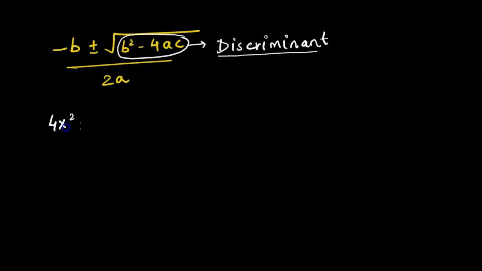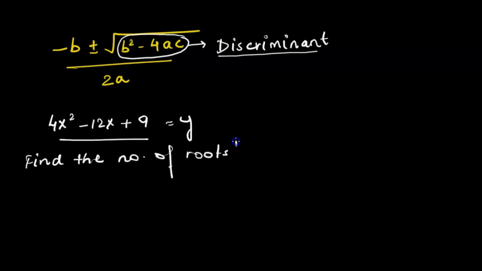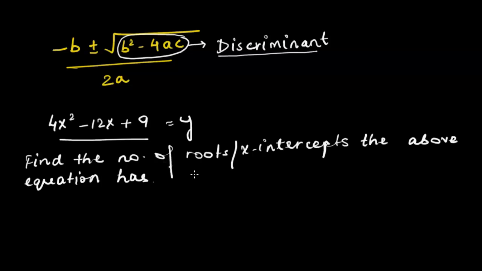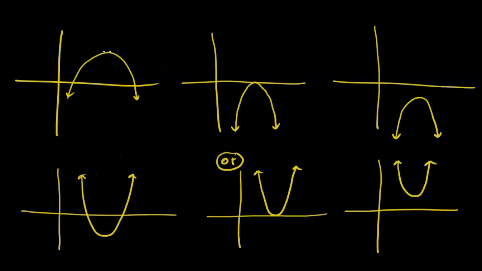For example, if we have 4x squared minus 12x plus 9 equal to y, and we are asked to find the number of roots, we know the other name of roots is x-intercepts the above equation has. Now why do we need to find out the number of roots or x-intercepts the above equation has? Whenever we draw parabolas, they can be made in three ways. One form is this: when the parabola is opening downwards and it crosses through the x-axis at two different points.